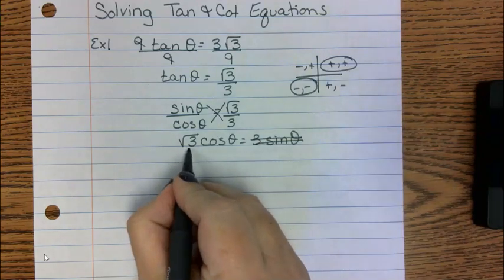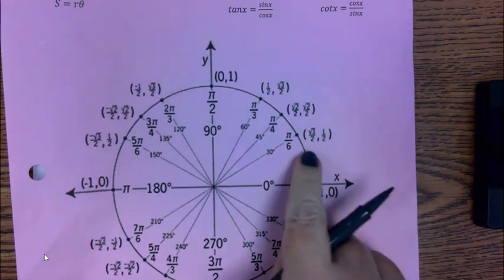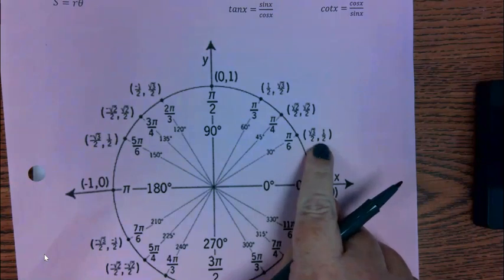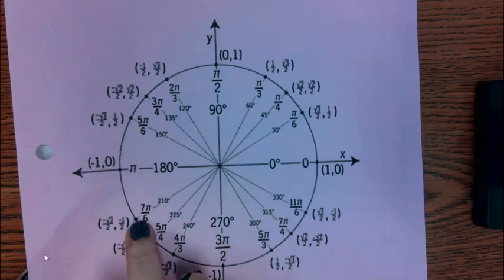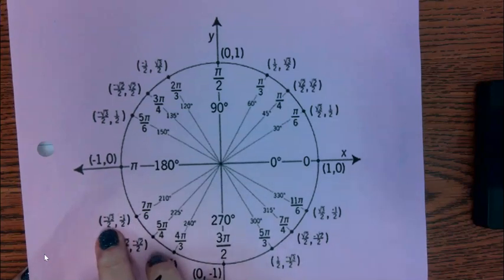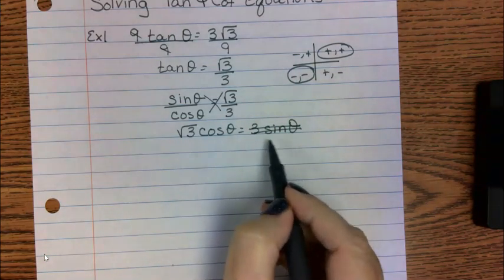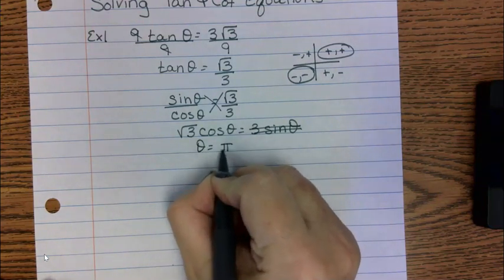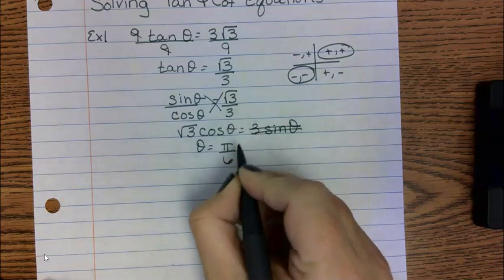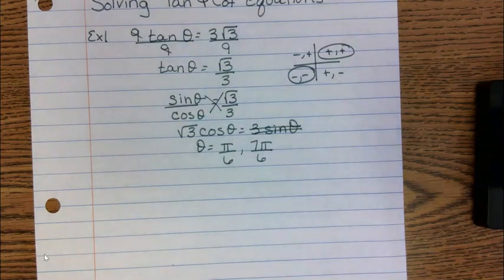For when does cosine have a square root of 3? Cosine has a square root of 3 right here at pi over 6, and right here at 7 pi over 6. Now I know this one's negative, but remember we've got to find tangent, and tangent technically does require both. So theta will be at pi over 6 and 7 pi over 6. And we're done.